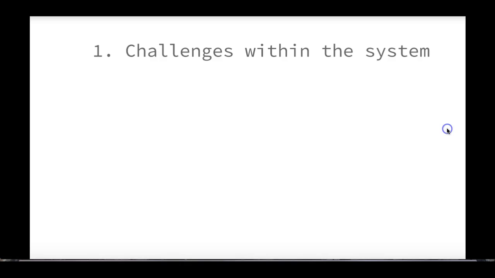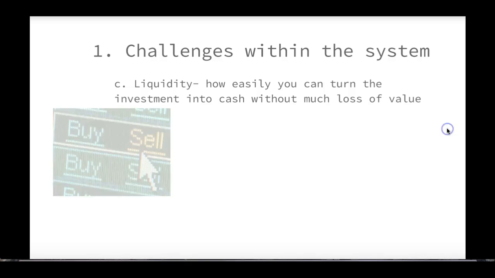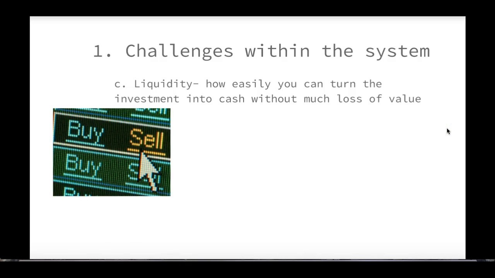Okay. The last challenge with this system is liquidity. And liquidity is this idea of how easily can I turn my investment into cash without losing a whole lot of interest, losing a lot of value. So liquidity is different for different things. So for example, if we're talking about a stock, yes, I can sell my stock pretty quickly, pretty easily, and turn it into cash.